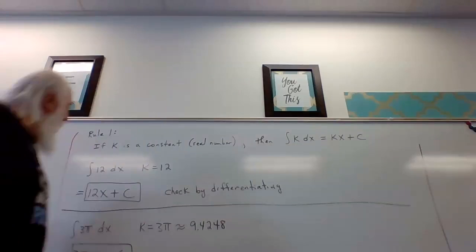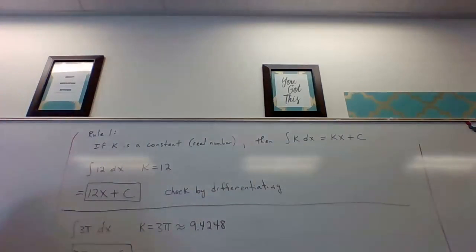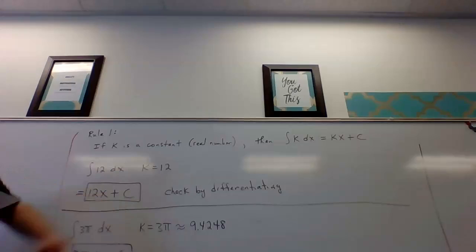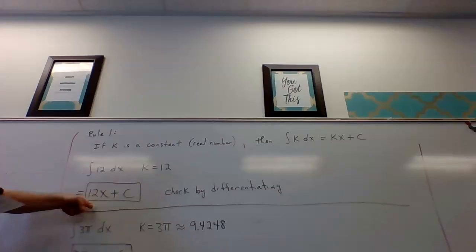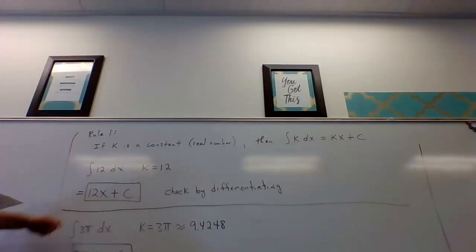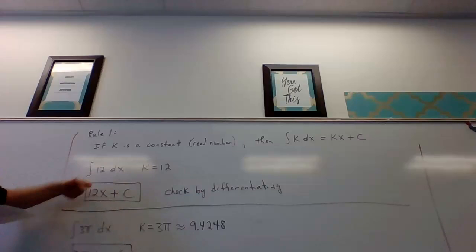Okay? So looking at the examples down below, example 1, we have the antiderivative of the constant 12 with respect to x, right? So k is equal to 12 in this case. And so the antiderivative of 12 with respect to x is just 12 times x plus c. And we can verify that's the correct antiderivative by differentiating. The derivative of 12x is 12, and the derivative of a constant is 0. And so the antiderivative of 12 is indeed 12x plus c.